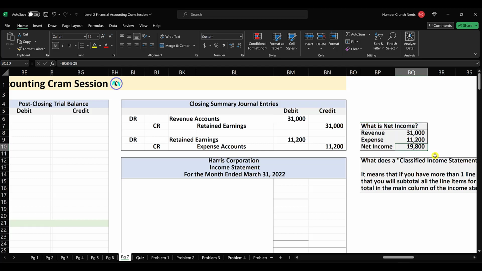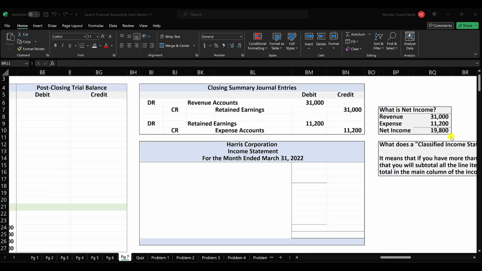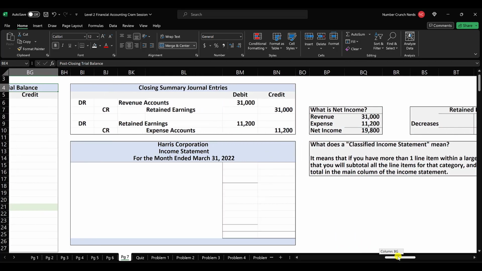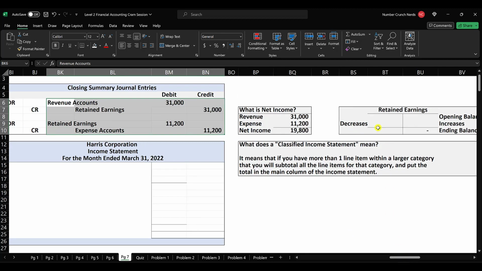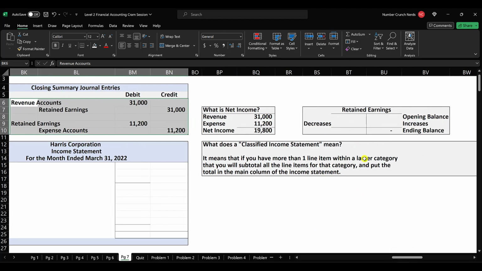This is what I'm expecting net income to be. Okay, and the last thing that we have to do before we can finish up our post-close trial balance is just to make sure we know what the balance in retained earnings is. We did the entries right here. We did the closing entries to retained earnings here, but we need to just make sure we're crystal clear on what the balance is. Here's a simple T account.